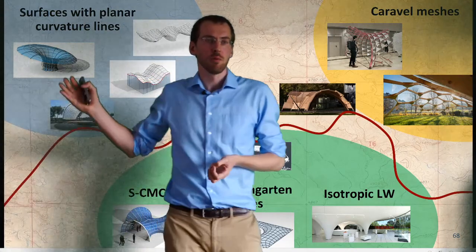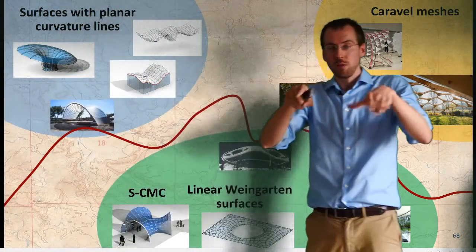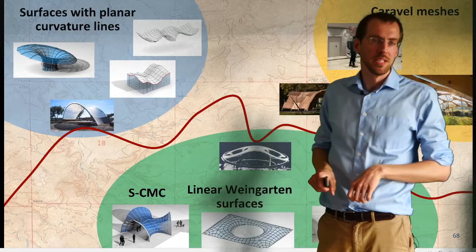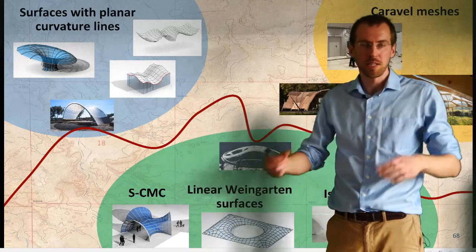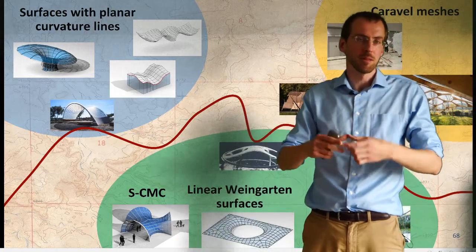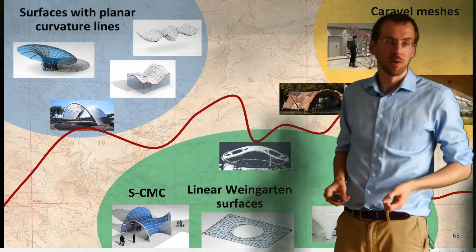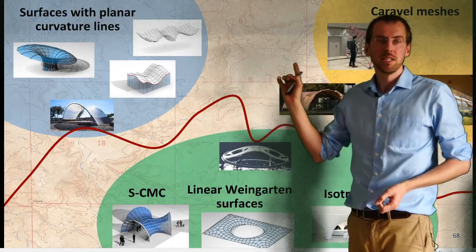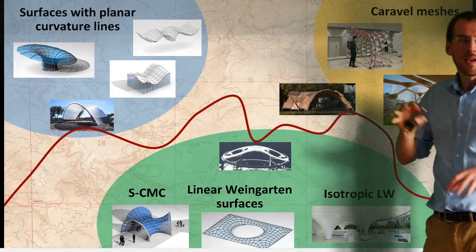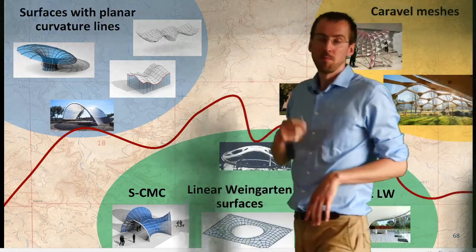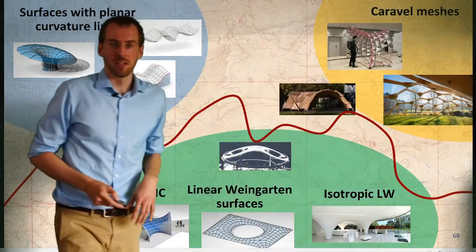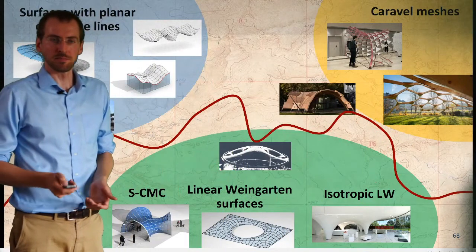For surfaces with planar curvature lines, you would control those two guide curves as we saw in the video. Whereas for Weingarten surfaces, you would control a closed boundary, like the boundary of an existing atrium, for example. Whereas for Caravelle meshes, you would control actually a surface, so you would have much more design freedom to design something.